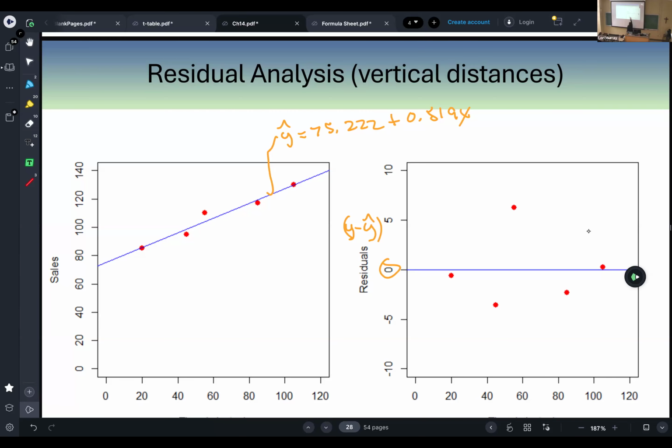Some y minus y hat values are negative and some are positive. If you look at this one here, this would be positive. This one ended up being negative. This was negative, and that corresponds to this one. So this is 1, 2, 3, 4, 5. Those are our 5 customers. So the plot on the right is the residual plot. This is the residual.